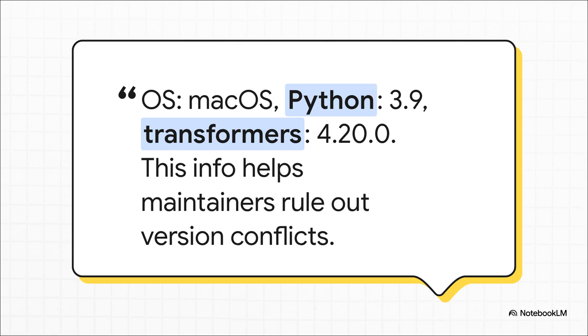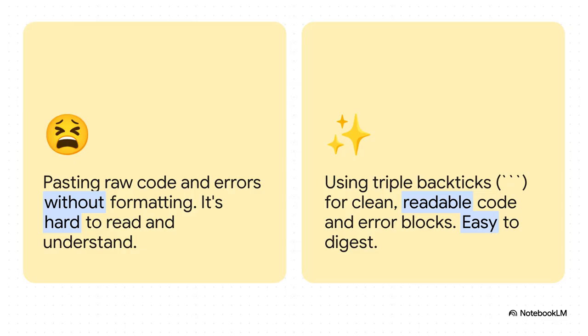It gives them your OS, your Python version, and the exact versions of all the key libraries. For a maintainer, this stuff is absolute gold. It lets them instantly rule out any version conflicts or weird environment-specific problems. Here's another pro tip. Formatting really matters. Just look at the difference here. On the left, you got this messy wall of text that's a nightmare to read. But on the right, clean, beautiful, formatted code and error blocks, all thanks to those simple triple backticks. This tiny bit of effort makes your issue 100 times easier to understand.